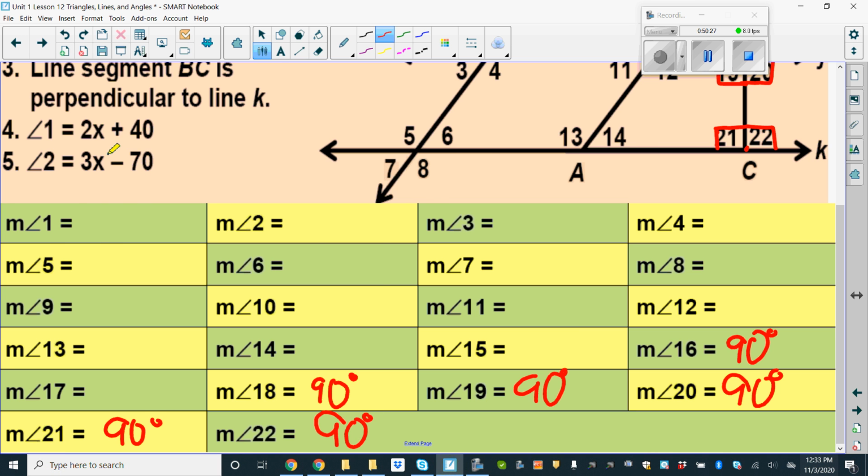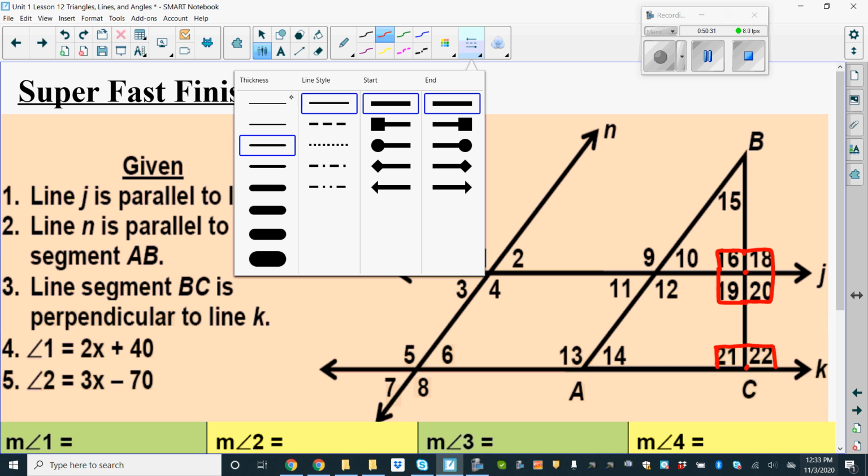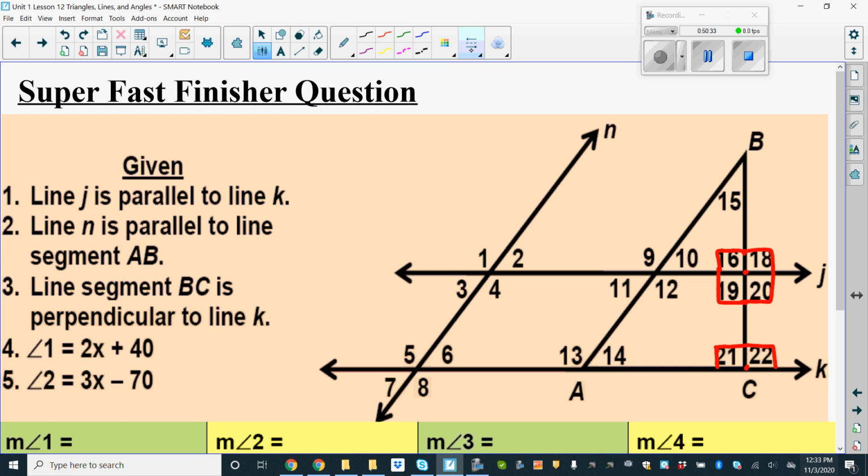Now we have to go back to our next part of the expression, our given, which gives us the expressions. Angle 1 is 2x plus 40, and I'm going to write that right in. And angle 2 is 3x minus 70. So we know that these two, we have to solve for x. They are creating a straight line. They are supplementary, so we're going to add them up. 2x plus 40 plus 3x minus 70 equals 180.